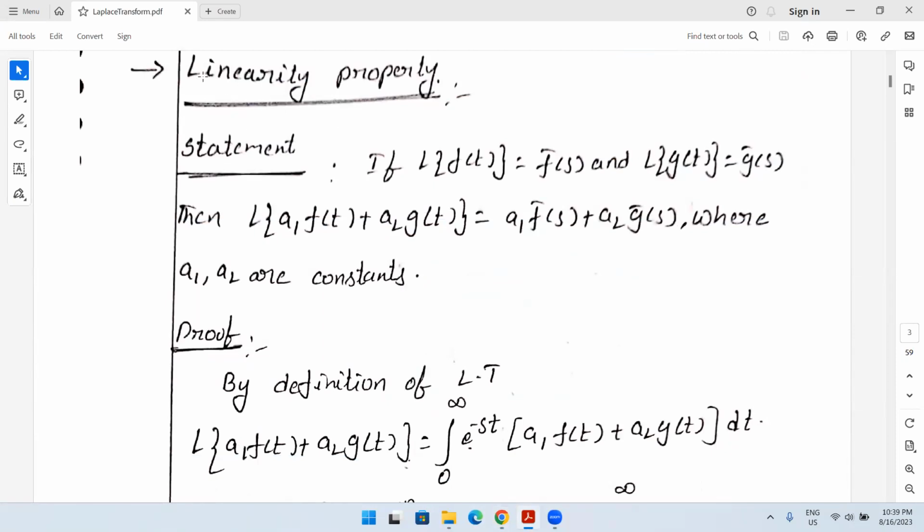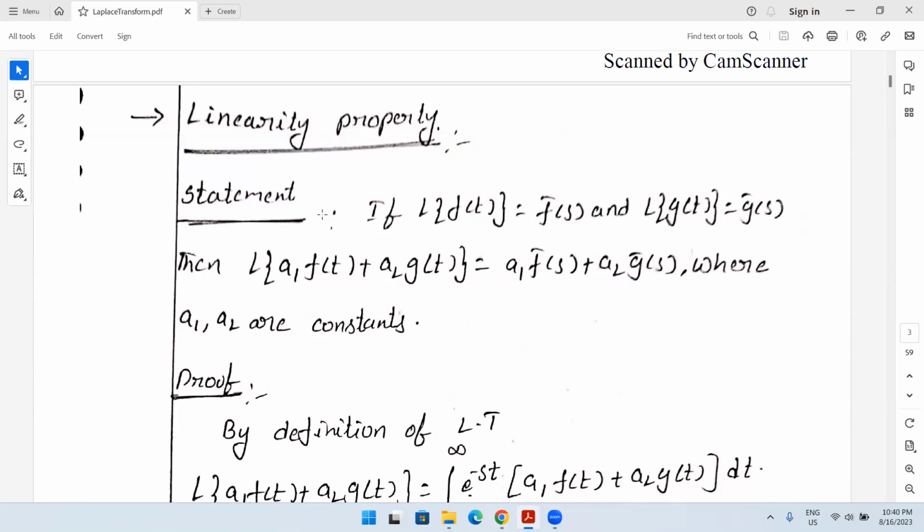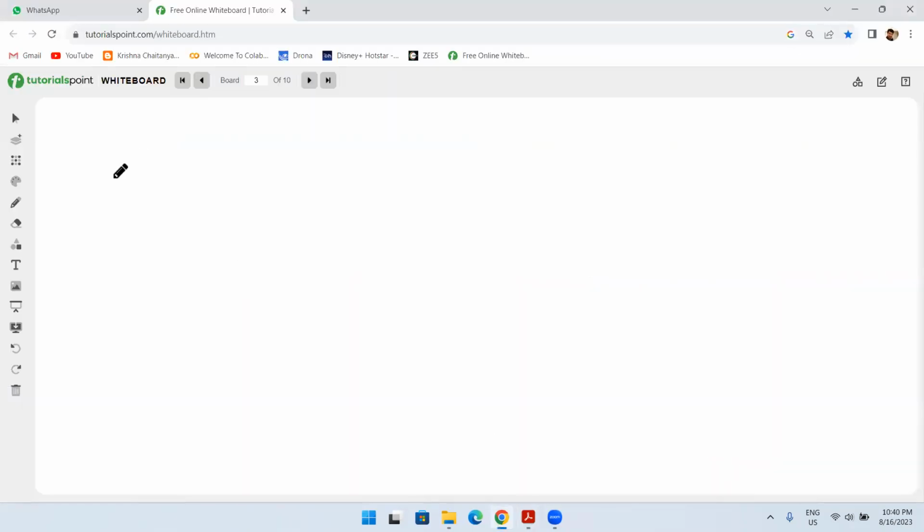Okay. And let us move to the first property, the main property. This property is satisfied by derivatives and integrations, and it is the linear property. The Laplace transform as well as the inverse Laplace transform also satisfy the linear property. So what is the linear property? Nothing but we can take constants out. Suppose you need to find the Laplace transform of a into f of t plus b into g of t.